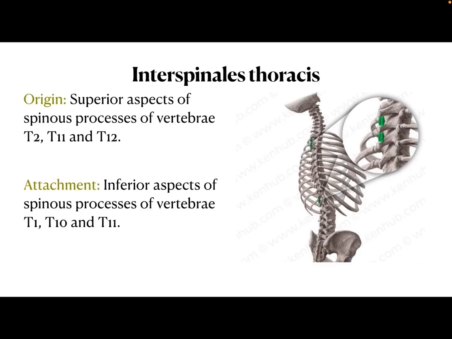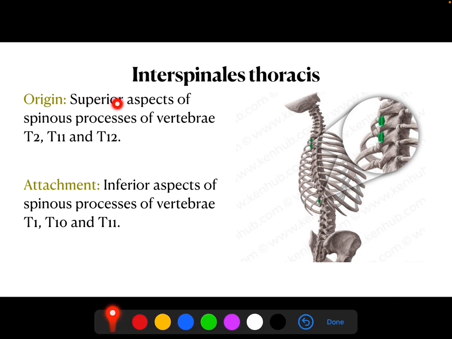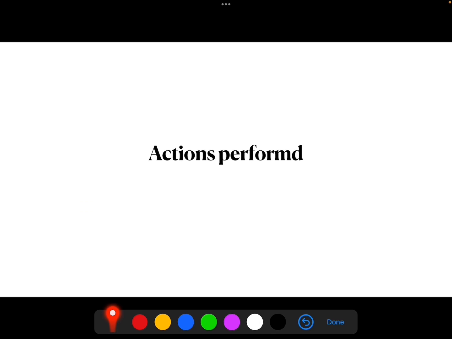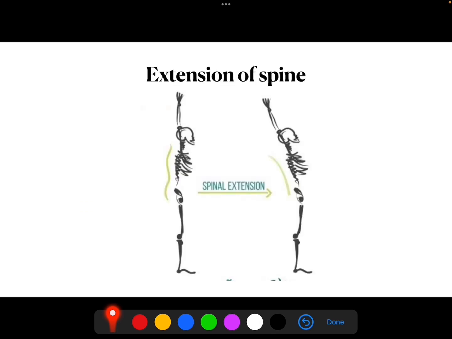Interspinalis thoracis muscle. It originates at the superior aspect of the spinous processes of vertebrae T2, T11 and T12 and attaches at the inferior aspects of the spinous processes of vertebrae T1, T10 and T11. Actions performed by this muscle: extension of the spine.